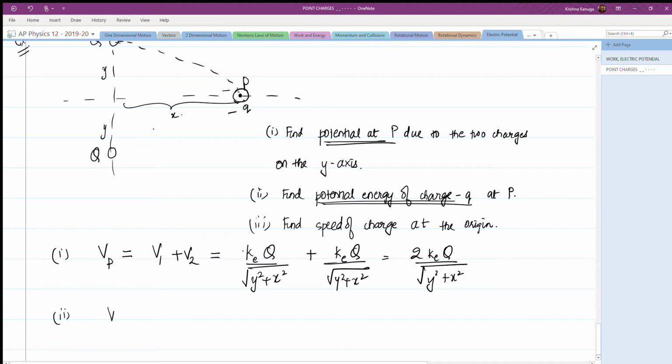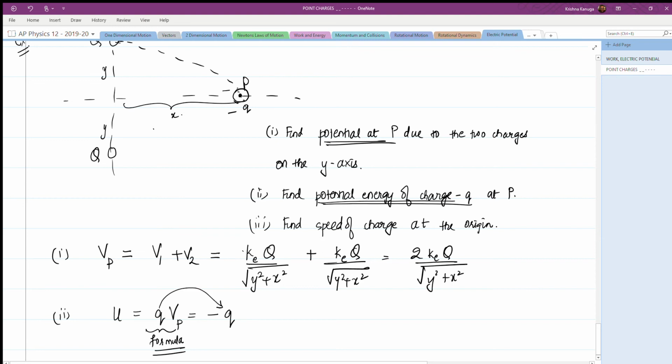So to find the potential energy of the charge, we're simply going to use the relation Q times V. And we know what the charge is. The charge is negative Q. So this is the formula itself, which is the charge times the potential. And now we're going to substitute. The charge itself is minus Q.